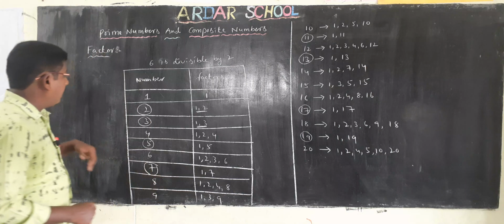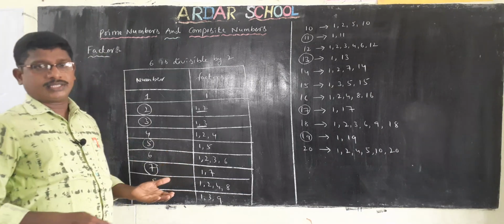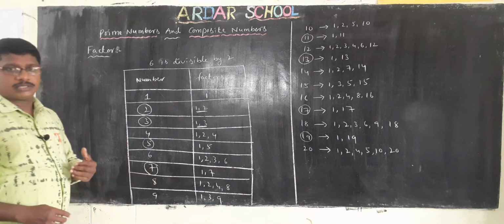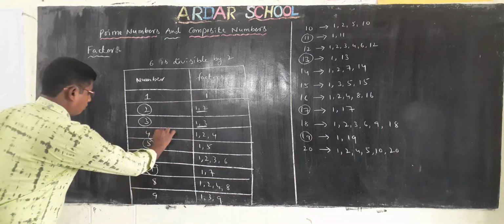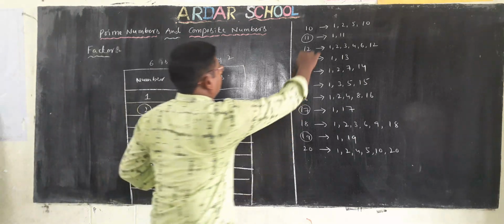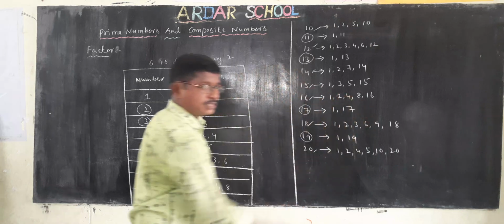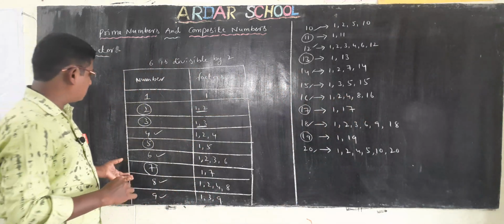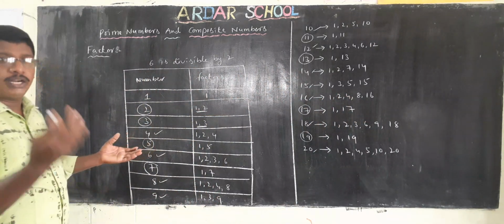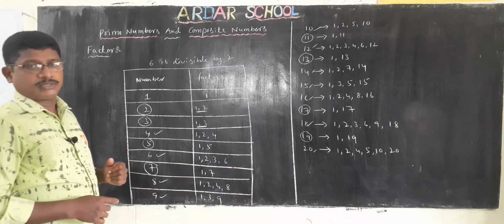Next, what is a composite number? The numbers having more than two factors are called composite numbers. More than two factors: 4, 6, 8, 9, 10, 12, 14, 15, 16, 18, 20 and so on. These numbers all have more than two factors, that's why they are called composite numbers.